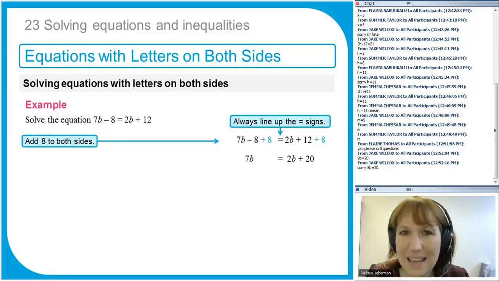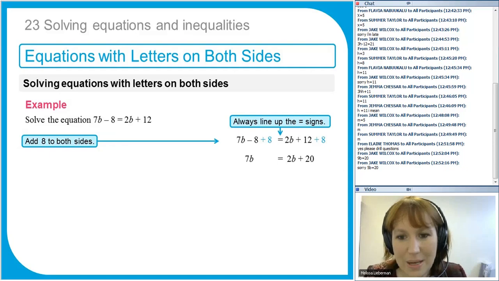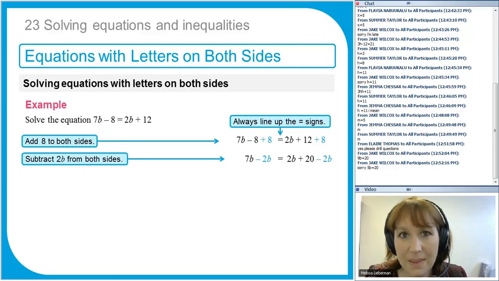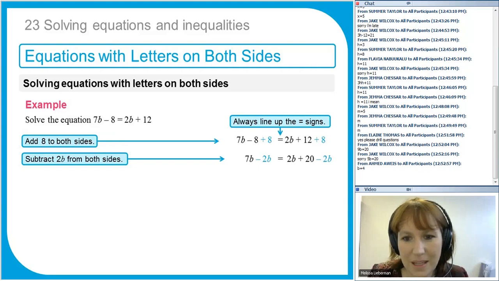So if we add 8 to both sides, we get 7b equals 2b plus 20. And we don't want the letter on this side, so we're going to subtract 2b from both sides. And that will just give me 20 on its own on the right hand side. 7b minus 2b is, well, 7 take away 2 is 5. So I've got 5b equals 20. And these just cancel out, which is what I wanted. I chose that value so it would cancel out. So I've got 5b equals 20.